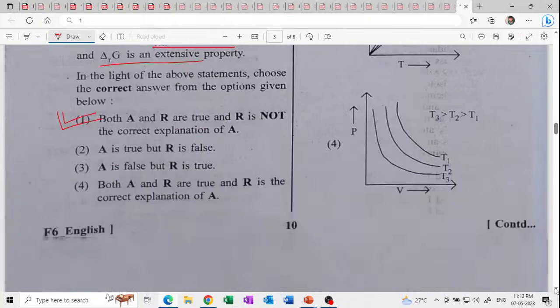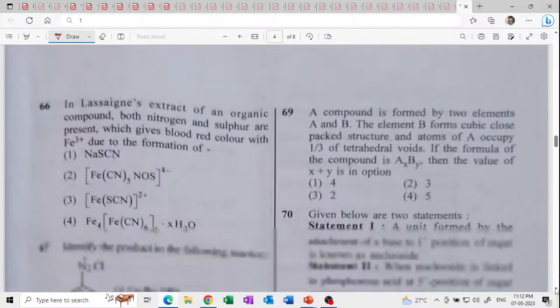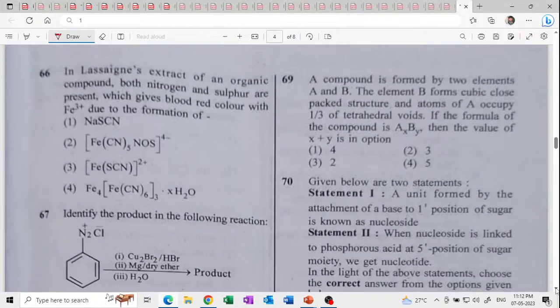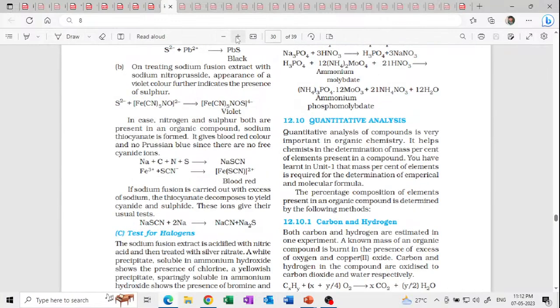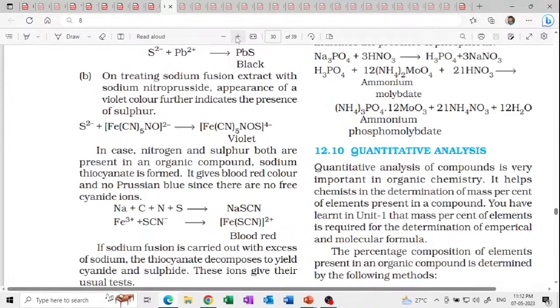Next question. This is the graph question directly asked from the NCERT CBSE. In the Lassaigne extract, the organic compound has nitrogen and sulfur present, which gives the blood red color. The blood red color is because of the FeSCN, that's the iron thiocyanate. So this is a question also from NCERT CBSE.